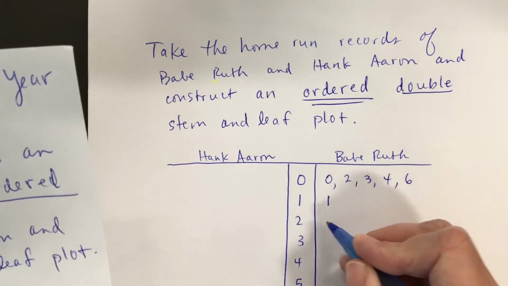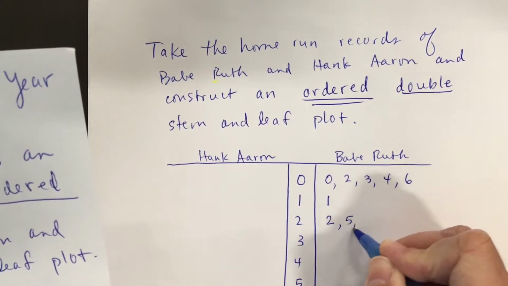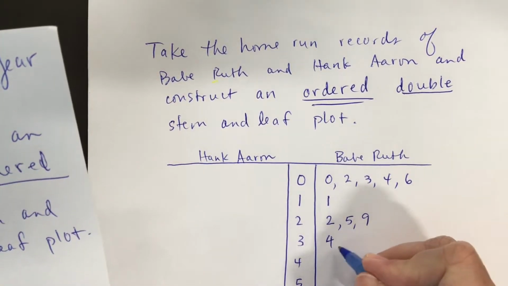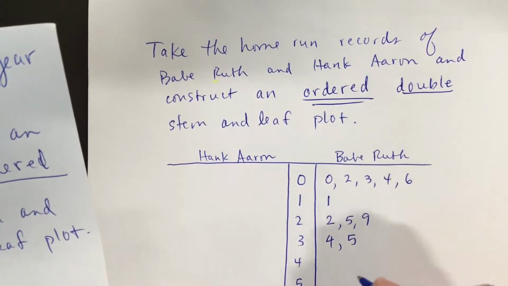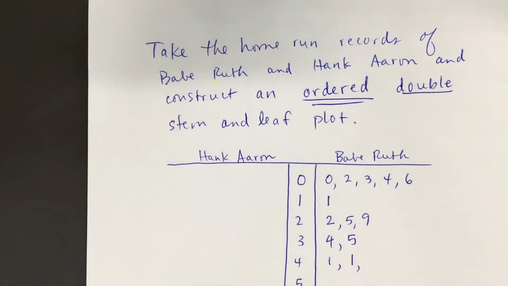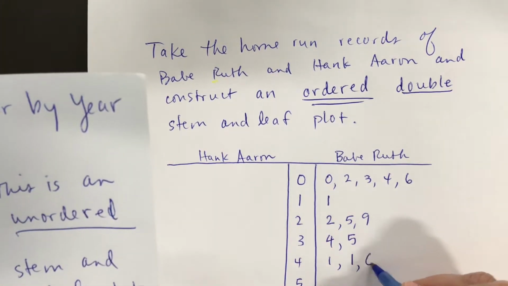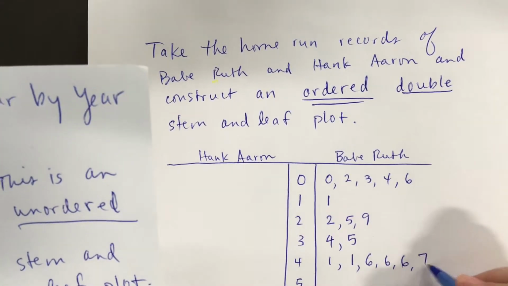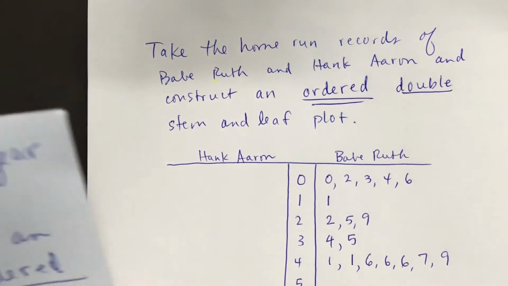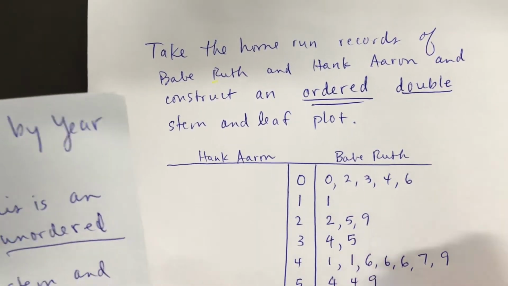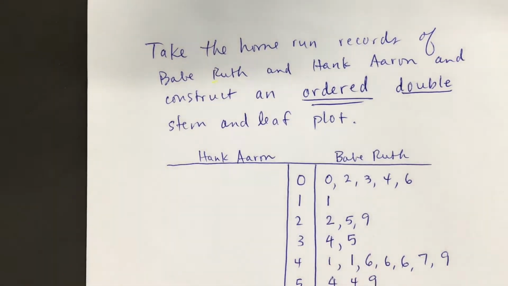In the 20s, 22, 25, 29. In the 30s, 34, 35. In the 40s, he had 2 years that he hit 41. You have to list that twice. 3 years where he hit 46. Put 46 in there 3 times. 47 and 49. 2 years where he hit 54. 1 year where he hit 59. And then he had 60.